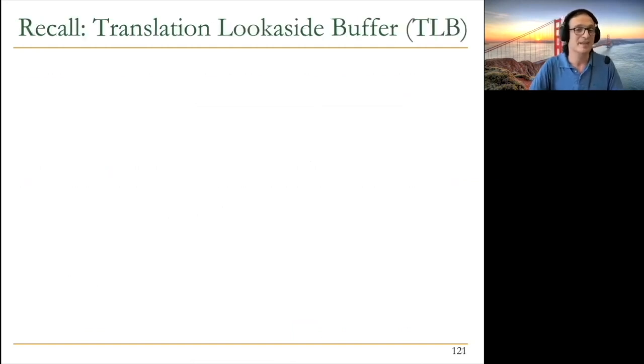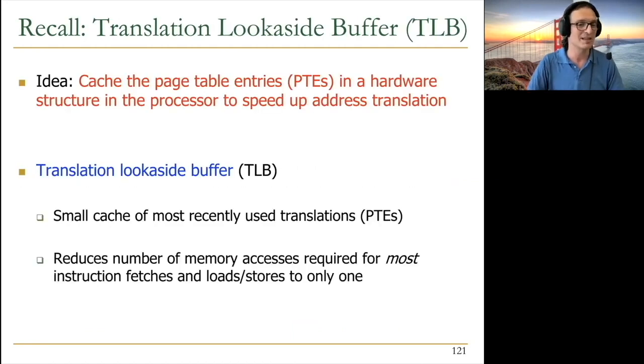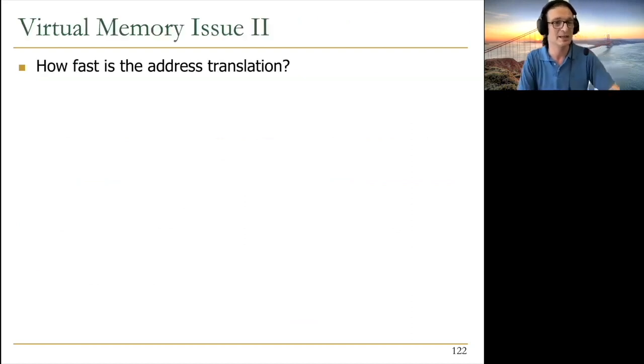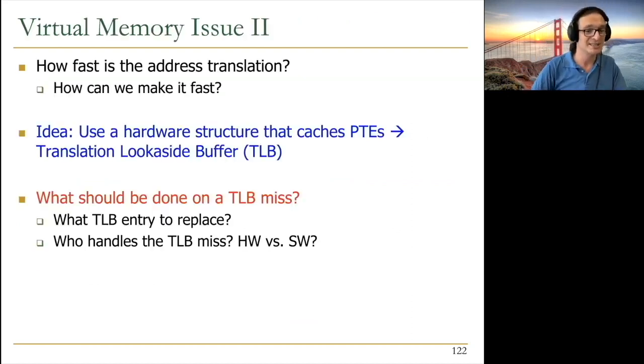So how can we speed up the address translation and check? We already know about translation look-aside buffers. We've already talked about how to make it fast. Let's talk about who manages it, meaning what if you miss in the TLB? So the TLB caches the recent translations, but what if you miss in the TLB? What TLB entry do you replace? Clearly, it's a caching decision. Who handles the TLB miss, hardware versus software? And there are advantages and disadvantages to this.